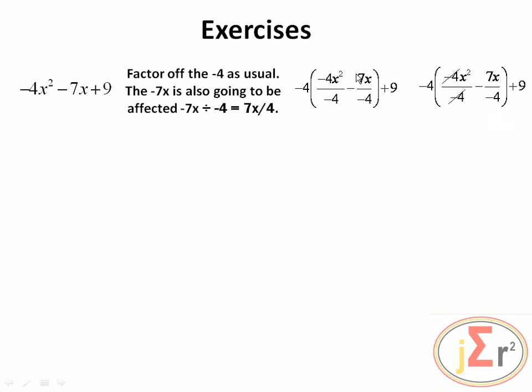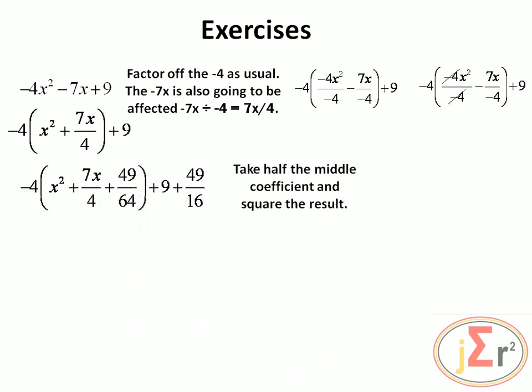And what do we have? Negative 7 over negative 4. We imagine that this is going to turn out to be a positive 7x over 4. Lovely. Right there we have it, a positive 7x over 4. And as usual, we are going to take half of the middle coefficient and square it. The middle coefficient is 7 over 4. What is half of 7 over 4? 7 over 4 multiplied by 1 over 2. And that, of course, is 7 over 8, multiplying the numerators, multiplying the denominators.